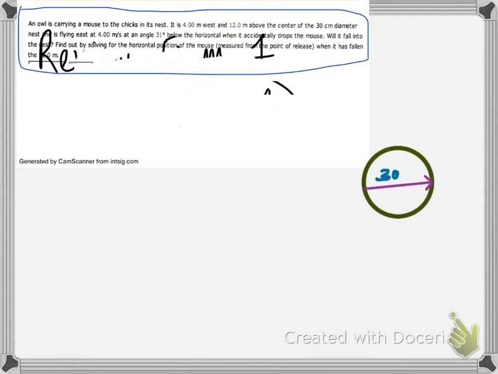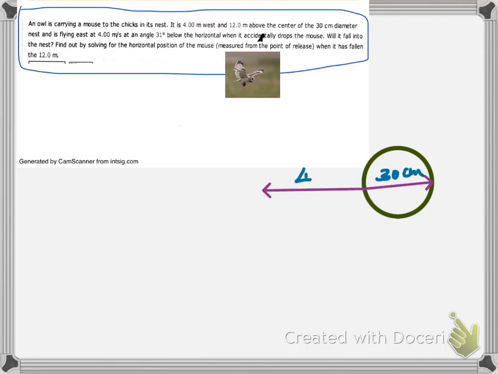Now, this is the problem. It talks about an owl carrying a mouse to the chicks in its nest. It is 4 meters west and 12 meters above the center of the 30 centimeter diameter nest and is flying east at 4 meters per second at an angle 31 degrees below the horizontal. If it accidentally drops the mouse, will it fall into the nest?